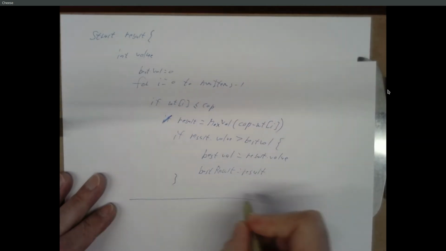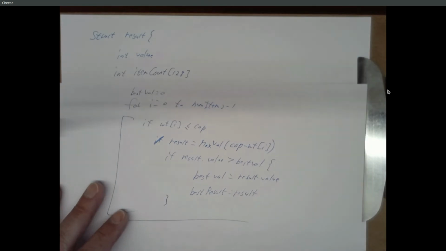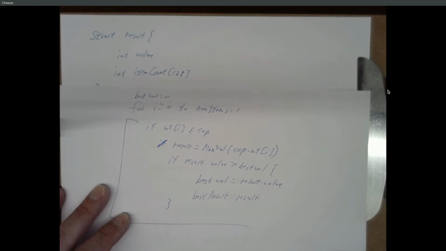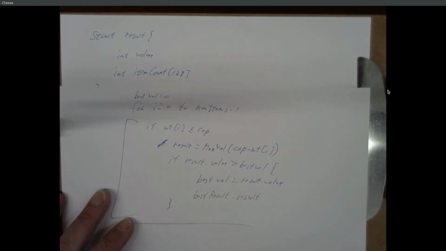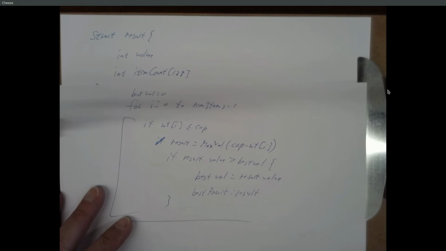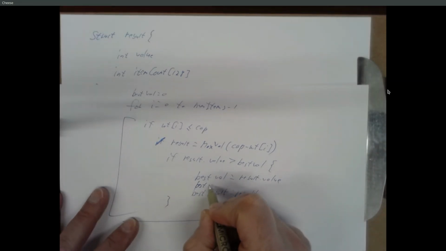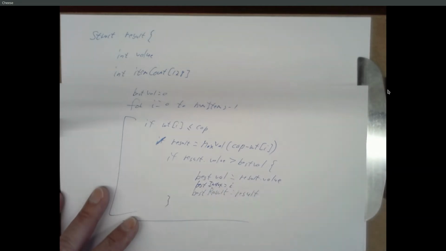So when you come out of this for loop, best result has the maximum value and it has the inventory that gets you that best result. So you can say best index equals I.